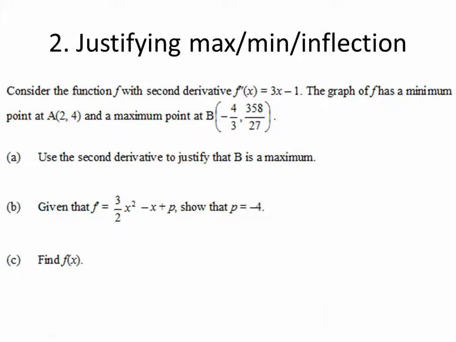Okay? Number 2, justifying max, min, and inflection. The last thing I want to say on this, and this is just because a lot of people had a hard time, I'm not going to work through the question. If you know that a point is a maximum, like let's say at 3 and at 7 and at 8, we know that we have stationary points.